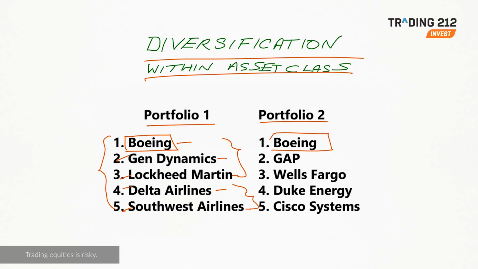It still has Boeing in there, but none of the other companies in this portfolio operate in similar spaces in the economy. Gap is in the apparel retail industry within the consumer discretionary sector. Wells Fargo is in the banking industry within the financial sector. Duke Energy is within the electric utilities industry within the utility sector. And Cisco Systems is within the communications industry within the IT sector. So if something bad happens to one of these different areas, there's a pretty good chance that it won't necessarily have a knock-on effect on the others in the same way that we saw in the first portfolio.